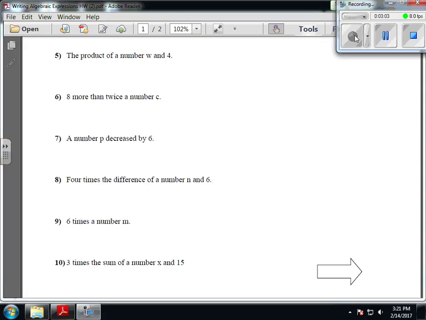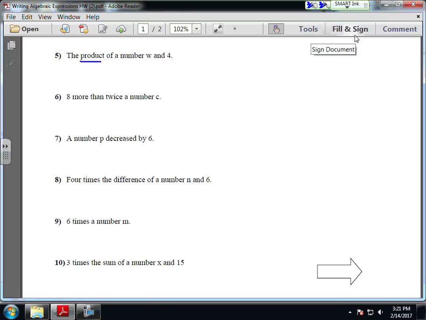All right, let's go ahead and take a look at number 5. Okay, number 5 says the product of a number W and 4. What does the word product mean? Check your chart. Product means multiplication, so you could put W times 4. You could put the X for the times, but again, that makes it really confusing. The grown-up 7th grade way that we're going to see it is as 4W. With multiplication and addition, it doesn't matter what order you put the numbers and the letters.